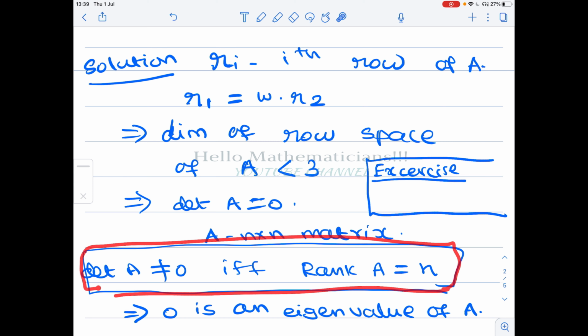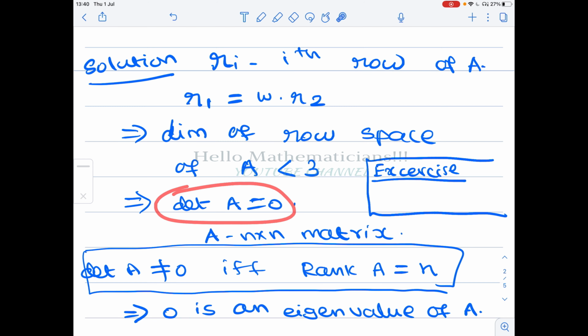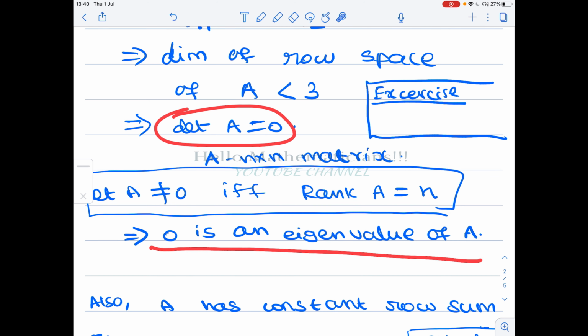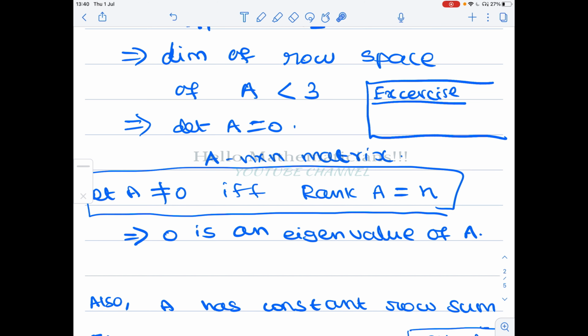Again, you can prove this result also. It is a very simple and very common result in linear algebra. You can check the book Linear Algebra by Friedberg. Now, determinant of A equal to 0 means that 0 is an eigenvalue of A. Why? Because determinant is a product of eigenvalues. Product of the eigenvalues being 0 means one eigenvalue has to be 0.